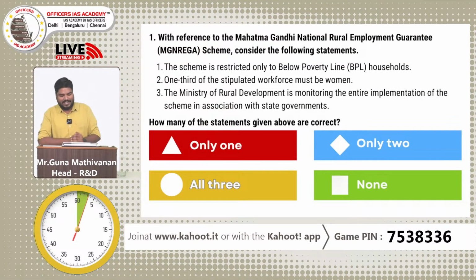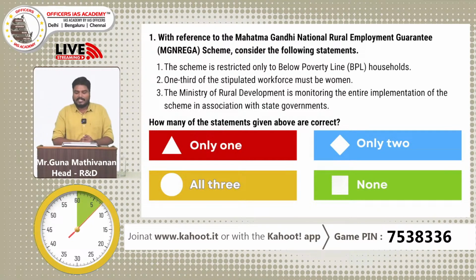The first question is related to MGNREGA. With reference to the Mahatma Gandhi National Rural Employment Guarantee Scheme, consider the following statements. The scheme is restricted only to below poverty line households. One-third of the stipulated workforce must be women. The Ministry of Rural Development is monitoring the entire implementation of the scheme in association with the state government. How many of the statements given above are correct? Only 1, only 2, all 3, none.